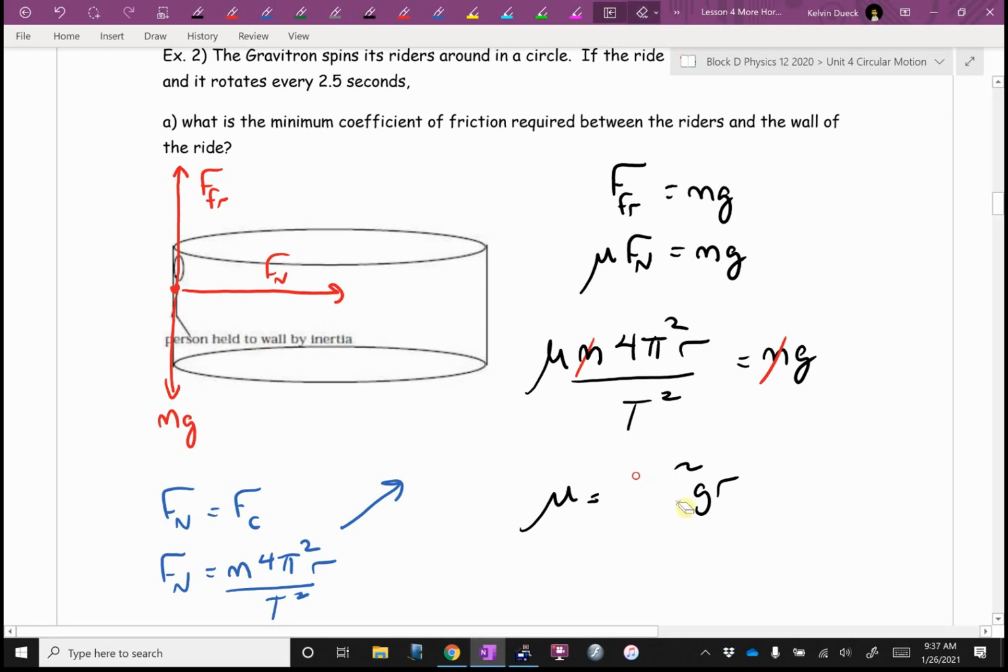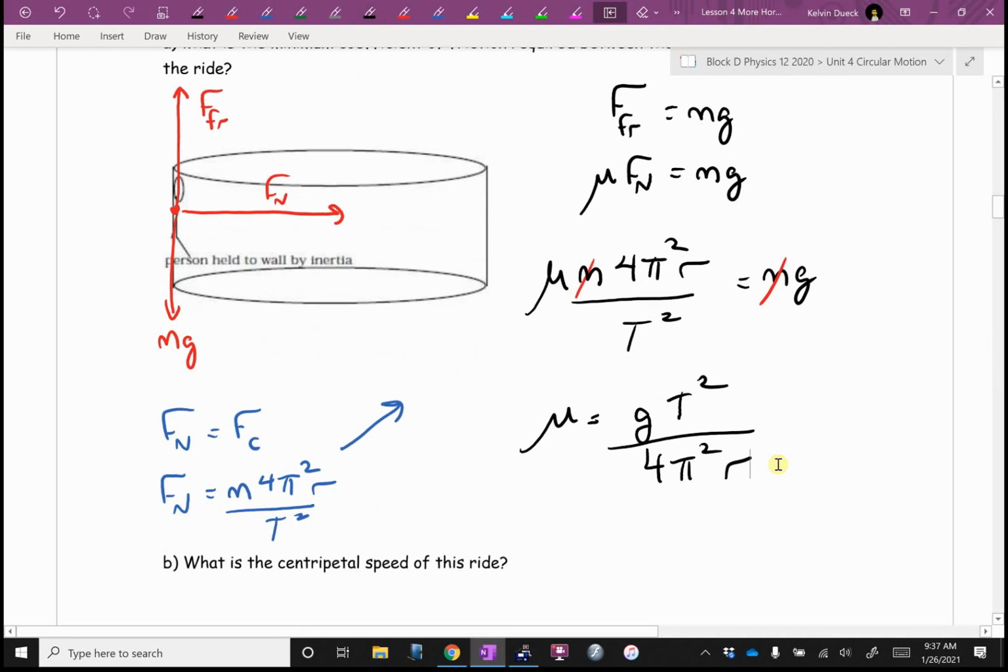Oh, no, that's wrong, Mr. Dewick. I've got to divide it. It's going to be g T squared. Don't get carried away with that g r, Mr. Dewick. Is it g T squared over 4 pi squared r? Okay. Oh, I said big G. Yeah, little g. So it's going to be 9.8.